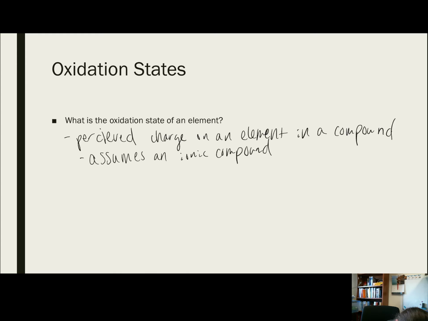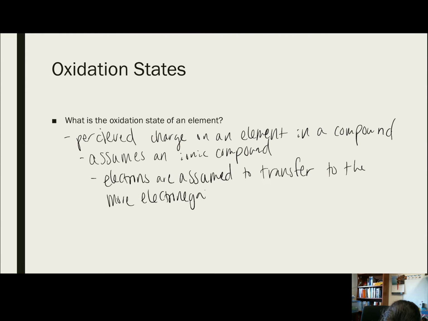So electrons are assumed to transfer to the more electronegative atom, instead of being shared. Keep in mind our electronegativity trend: it goes up as we go across our periodic table, and it goes up as we go up our periodic table.